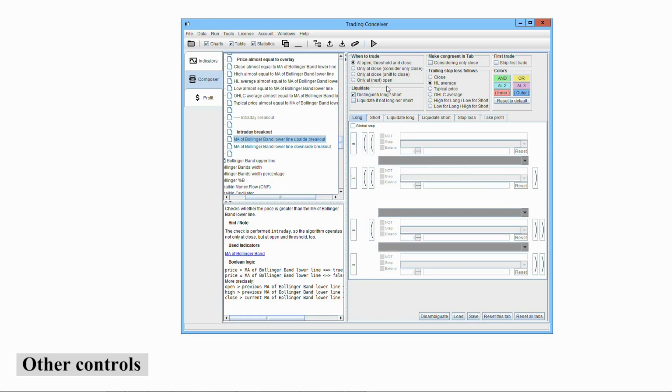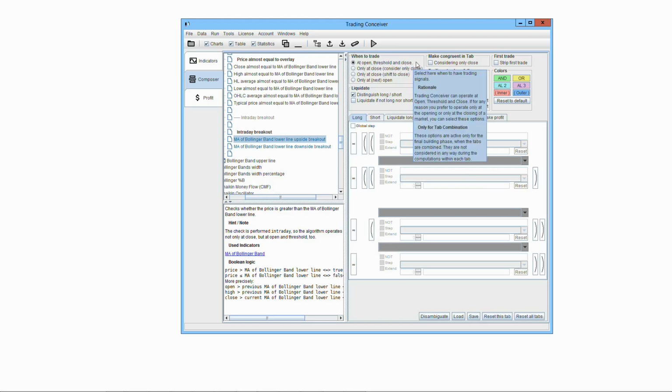Through the radio buttons in the When to Trade pane, you can decide when to trade. At open, threshold and close. Trading signals are given at open, intradaily and at close. This is the most powerful but also the most complicated. Only at close, consider only close. Calculations are made only at close. Only at close, shift to close. Calculations are made intradaily, but trading signals are given only at close. Only at next open. Calculations are made intradaily, but trading signals are given only at open.